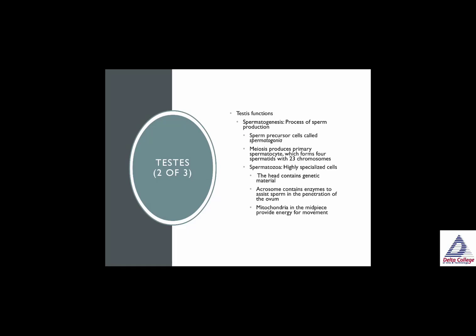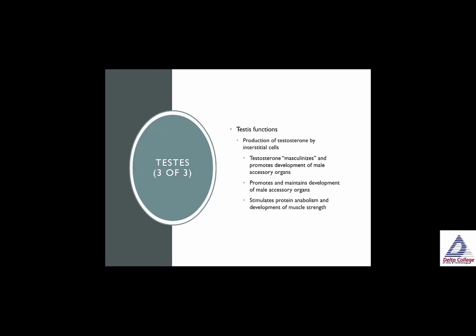Now, the function of the testes is spermatogenesis. That is the process of sperm production. Sperm precursor cells are called spermatogonia. Meiosis produces primary spermatocytes, which form 4 spermatids with 23 chromosomes. Spermatozoa are highly specialized cells. The head contains genetic material. The acrosome contains enzymes to assist sperm in the penetration of the ovum, and mitochondria in the midpiece provide energy for movement.